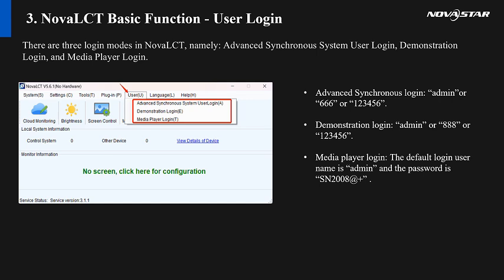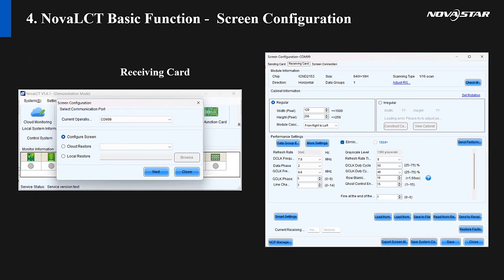After we log in with the advanced mode, click Display Screen Configuration on the software interface and select the actual corresponding communication port to enter the display screen configuration interface. On the left of the top part, there are 3 buttons here: sending card, receiving card, and screen connection. Now we select the receiving card tab first. Click the Load from PC button to import the configuration file of your current screen.